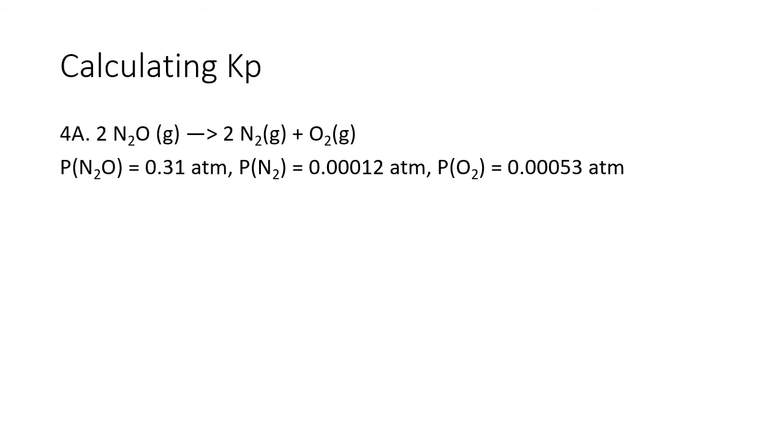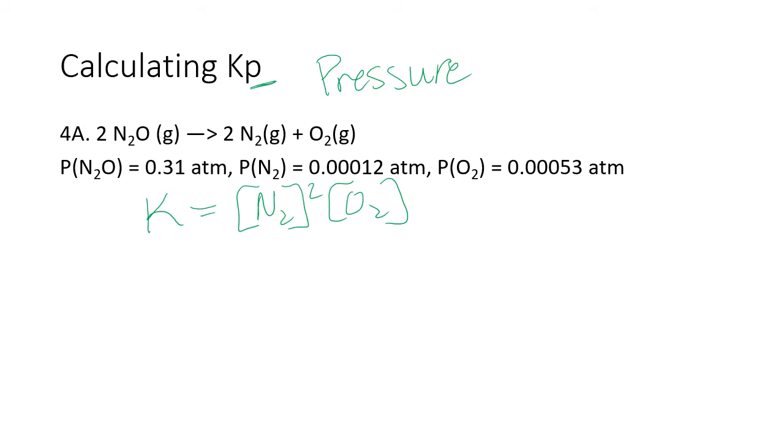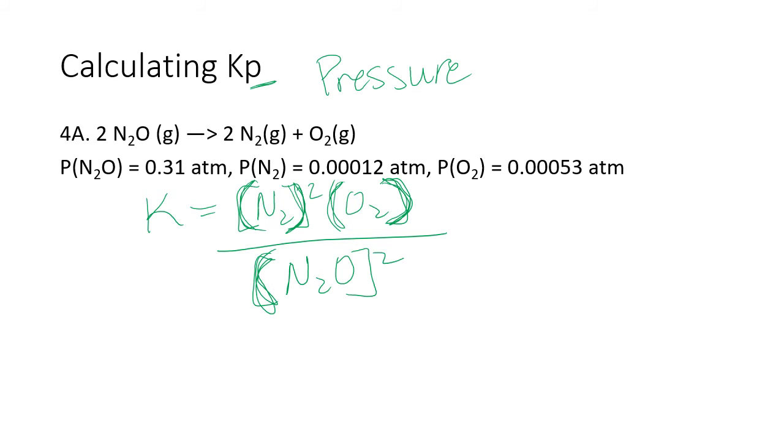Example 4, you're doing the same thing we just did, except now you're using pressures instead of concentrations. Kp, P is for pressure. We still have to come up with our constant, so it's going to be N2 squared times O2 all over N2O squared. Plug in my pressures. I don't have to put brackets, I could just put parentheses.